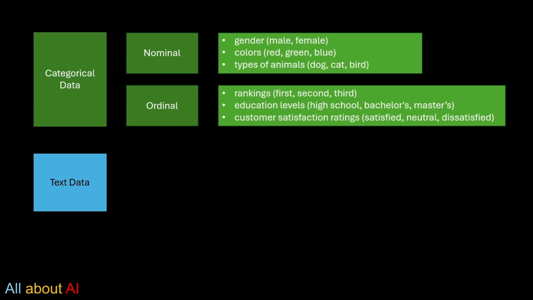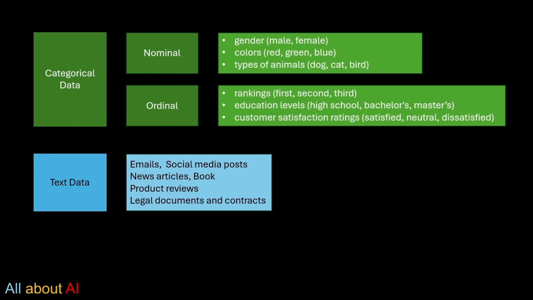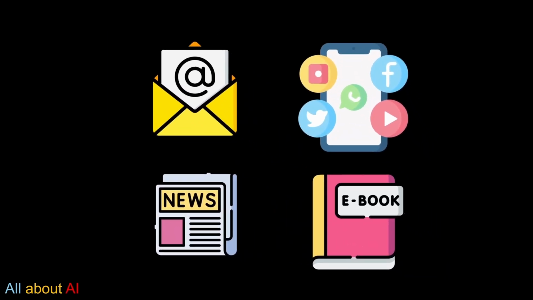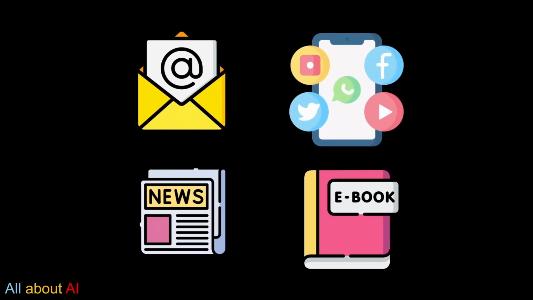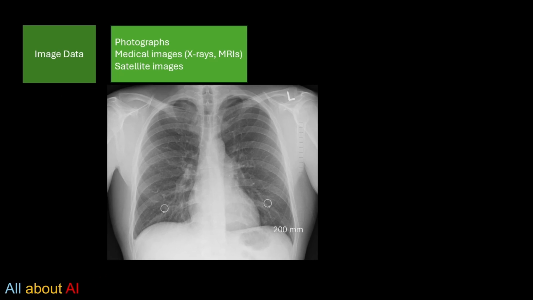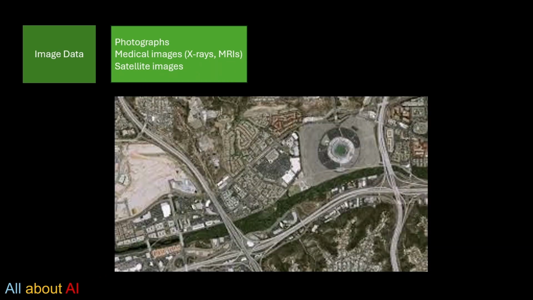Then we have text data. There are various forms of text data: email, social media posts, news articles, books, product reviews, legal documents, contracts. So there are various kinds of text data. Next, we have a specific category of data like image data, photographs, medical images, satellite images, X-rays, MRIs, different kinds of image data.